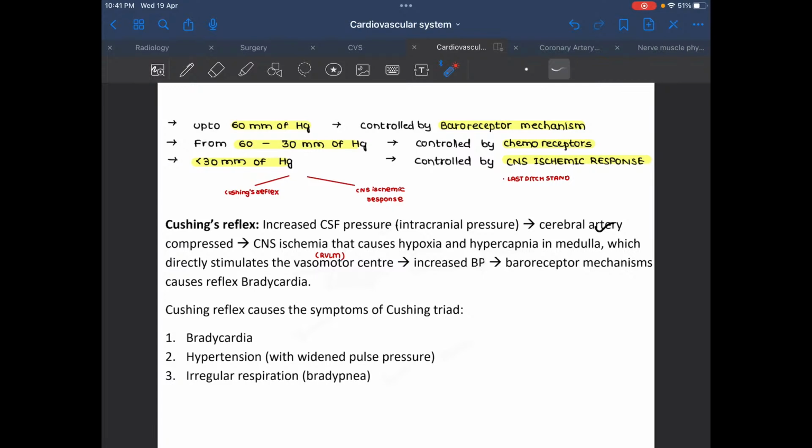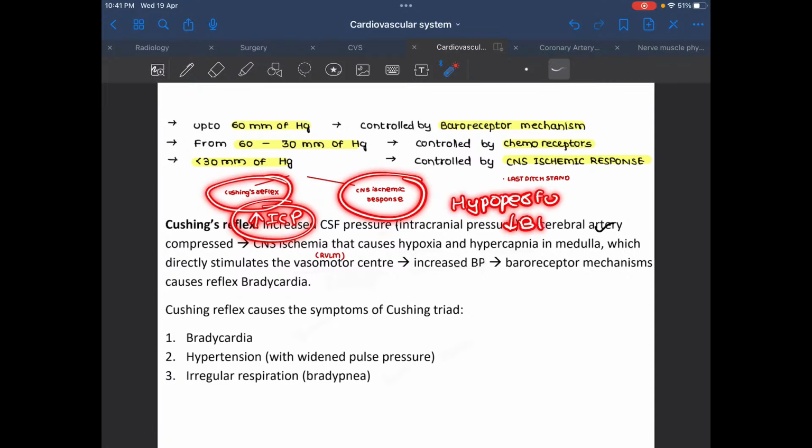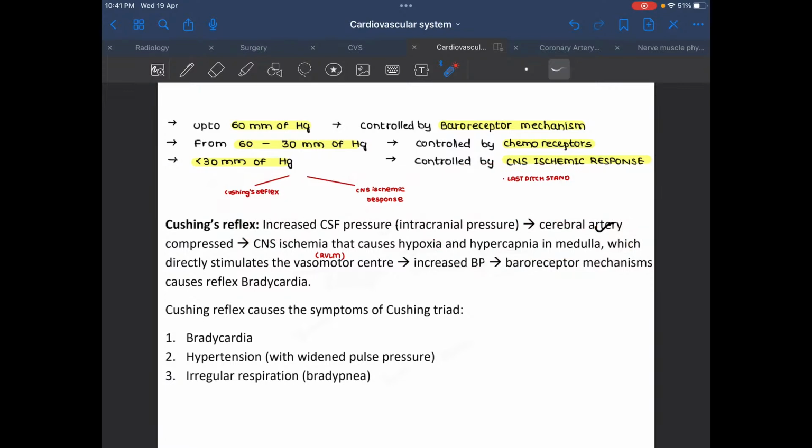There is a slight difference between them. One is known as the Cushing's reflex and one is known as the CNS ischemic response. The mechanism of both is almost the same, but the reasons might be different. The main reason for Cushing reflex is increase in ICP. The main reason for the CNS ischemic response is central hypoperfusion, meaning blood flow is directly decreased. It could be anything: an atheroma, a hemorrhage, whatever. So what is the mechanism that is the same for both?